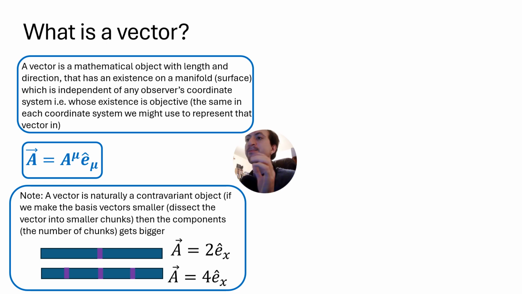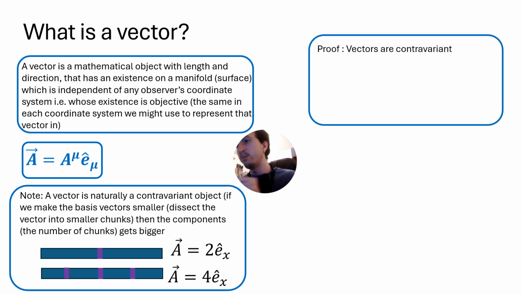But anyway, for now, I would like to present a mathematical proof to justify what I've said about the contravariant nature of a vector. But if you would like to skip the mathematical proof and are happy with the pictorial description, then by all means move on to the next part of the video, where we'll look at how the components of a vector transform when going from one coordinate system to another. But anyway, if you want the proof, we're going to try to prove that vectors are contravariant objects.